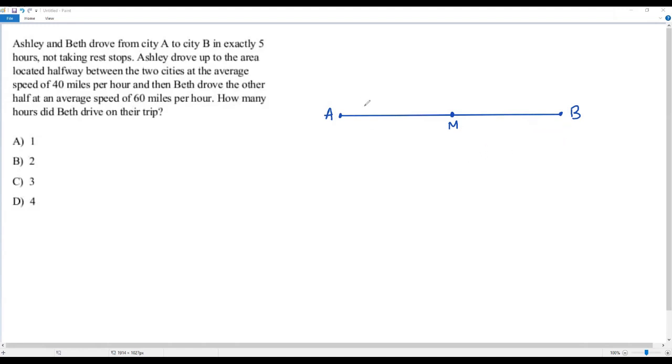Okay, so here Ashley drives at the speed of 40 miles per hour. Let me write the stuff over here. And also Beth drives at the rate of 60 miles per hour. Let me write over here. Okay, the total time taken to travel from city A to city B is 5 hours. Now we have to find the time taken by Beth in hours to drive on that trip.